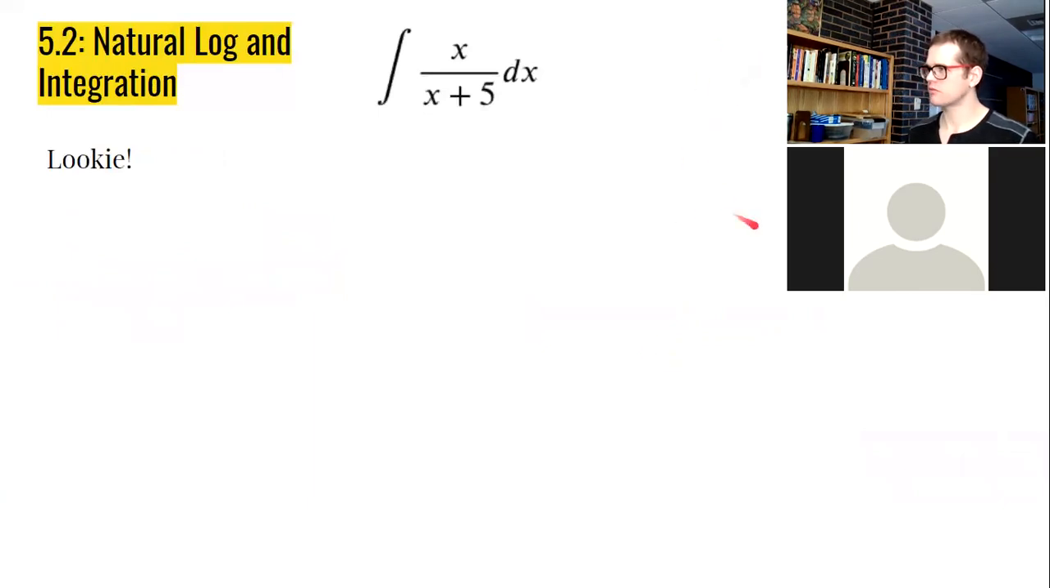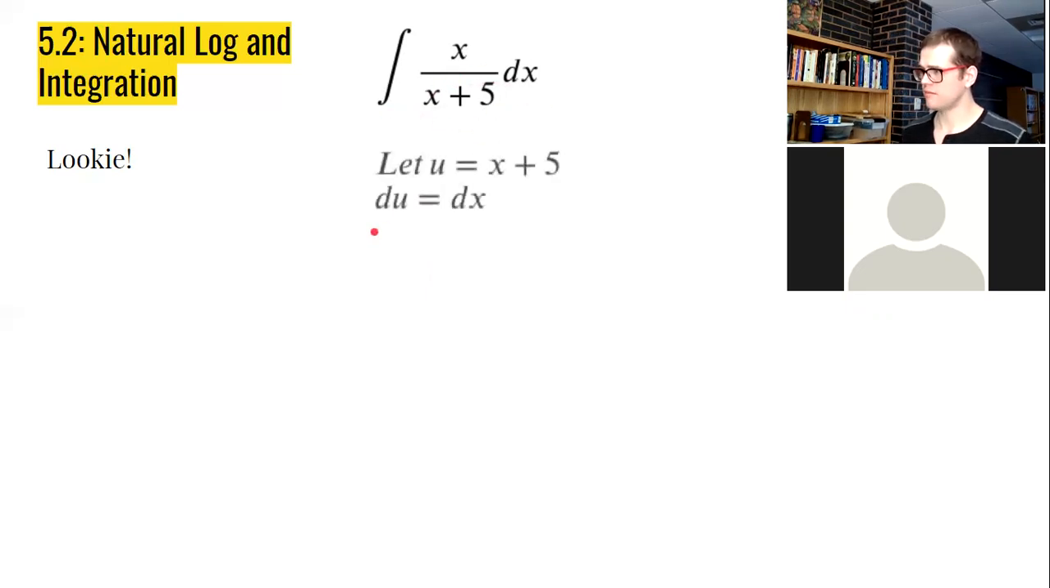Here's another one that I wanted to look at because I thought this one was really interesting how it worked out. Looking at this, it doesn't immediately look like the one we were just doing. It doesn't look like it might be that natural log. But I also look at that and I'm not really sure how to progress, because I can't break the bottom apart.